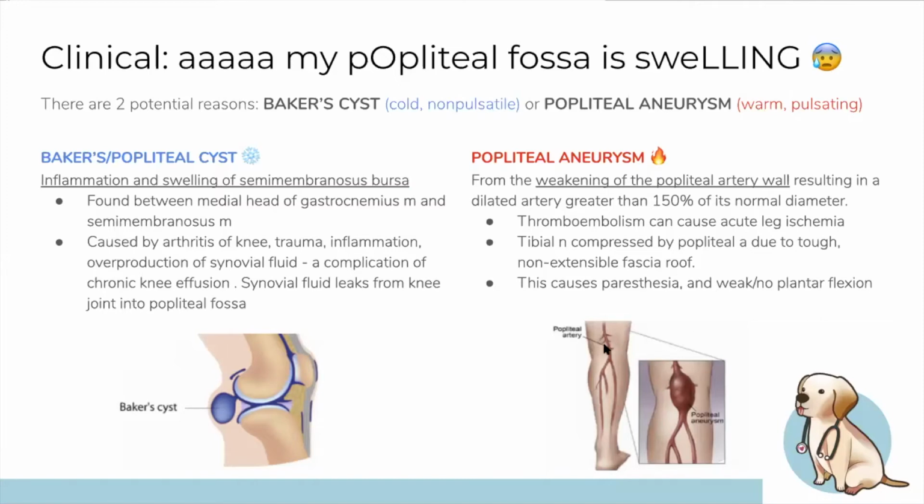And that's when the popliteal artery is just really weak and the artery keeps dilating, like when the veins dilate as well. This is a popliteal aneurysm. That can cause leg ischemia, causing paresthesia, getting rid of plantar flexion. But basically just remember, this one's warm, this one's cold, this one has a pulse, and this one doesn't. So I think that's all for today.